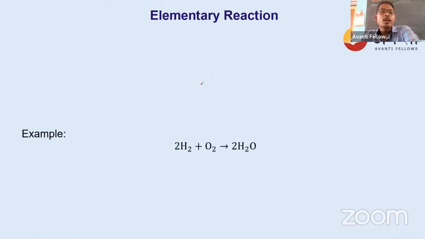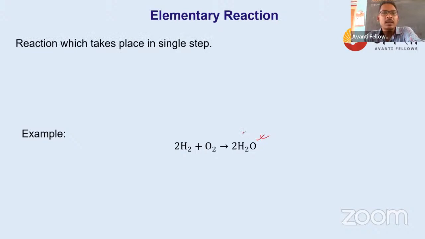So if we take this example in which hydrogen reacts with oxygen and gives us water, this is one step. One step means simultaneously hydrogen and oxygen combine to give us water. Because this reaction takes place in a single step, this reaction is called an elementary reaction. So in an elementary reaction, there is only one step, where they combine to give us the product.